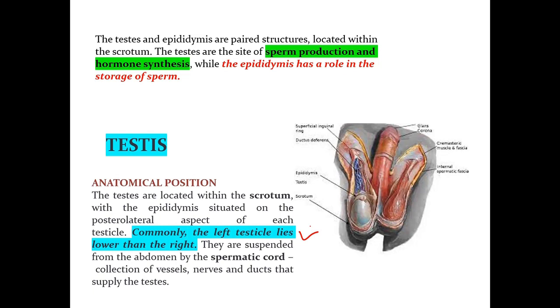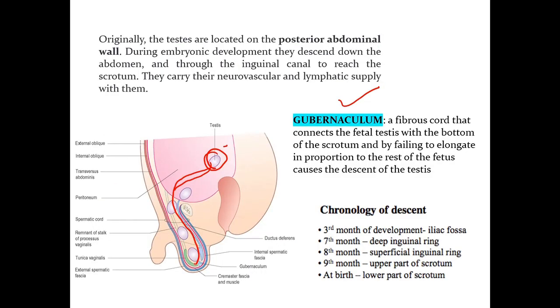They are suspended from the abdomen by the spermatic cord. We just finished describing the inguinal canal and the spermatic cord and its content. So it suspends down into the scrotum, carrying the testis. So it transmits neurovascular bundles to the testis. Understand the chronology of the descent.